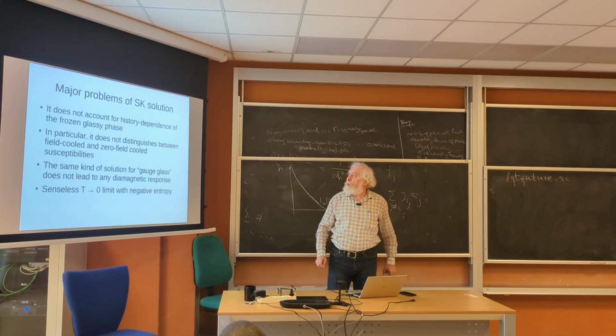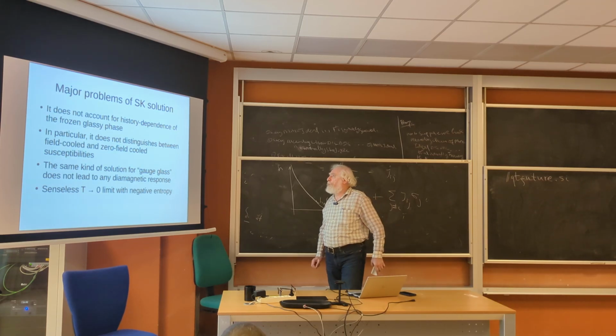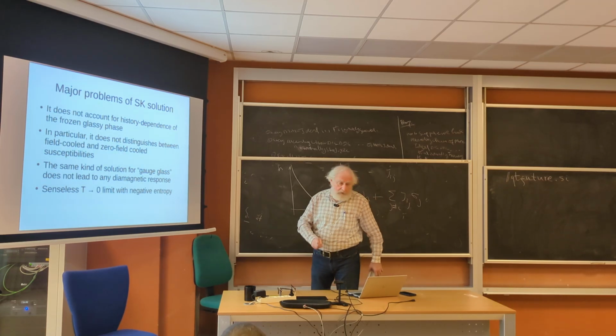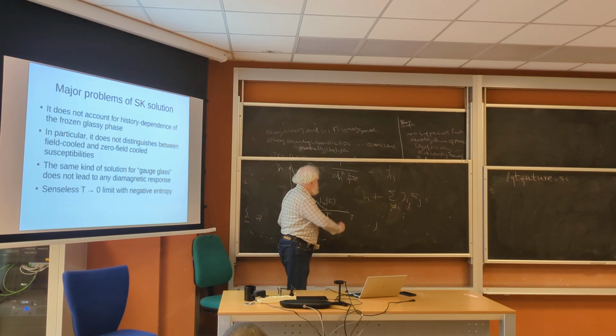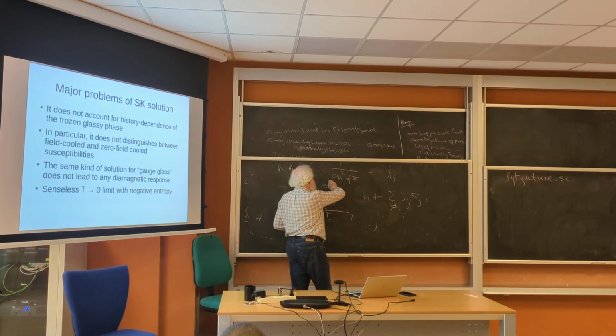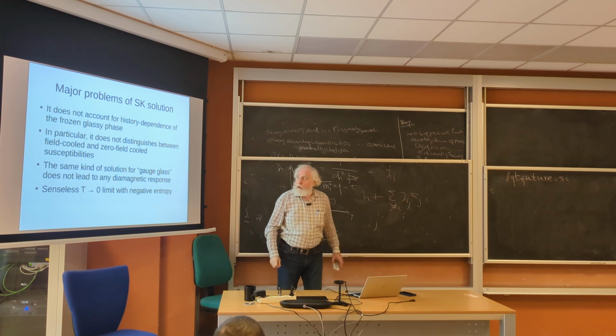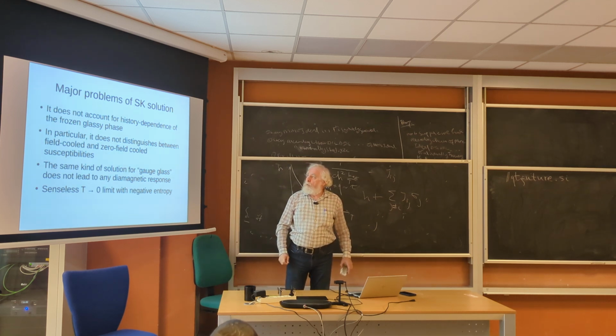So what are the major problems of the solution we found? The good thing is that we found that this m_i squared average, q, is proportional to tau, it is positive. That's okay. Bad sides are there is no account for any history dependence of the state, which is important for spin glasses.